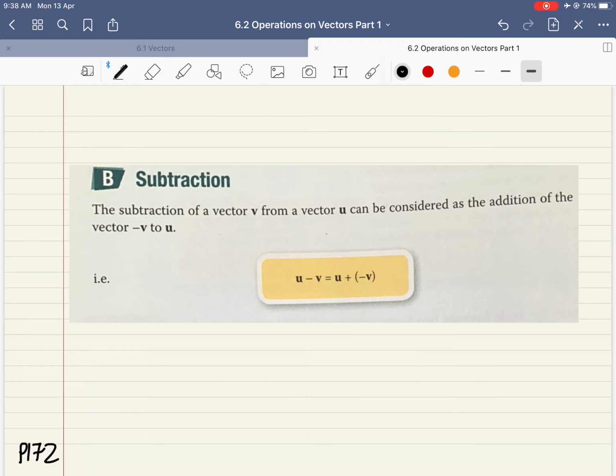Okay, now we will talk about subtraction. If this has been heavy going, you may like to take a break for a moment. If not, pause the video, we just carry on with subtraction.